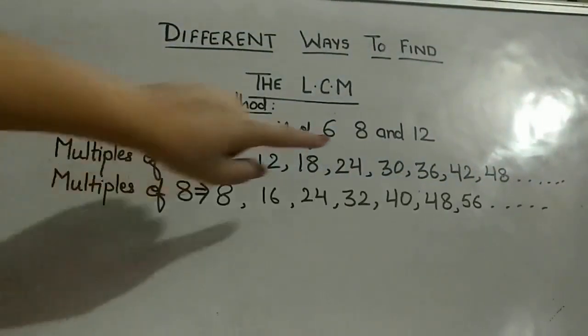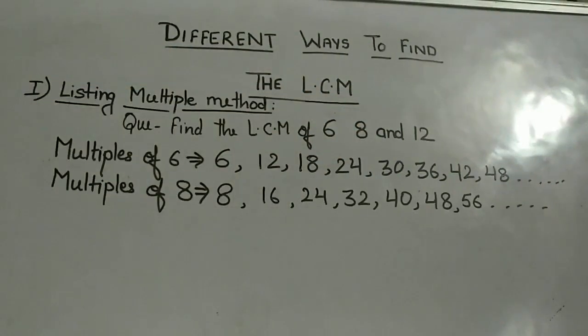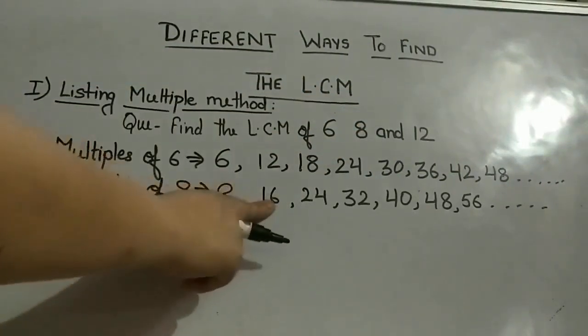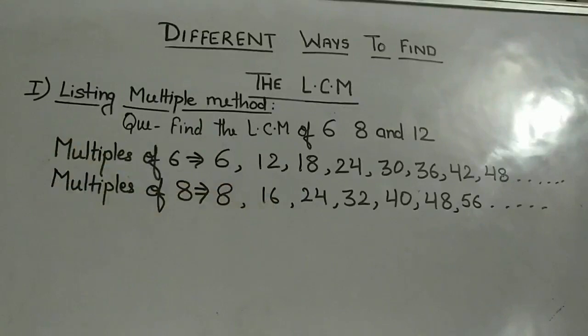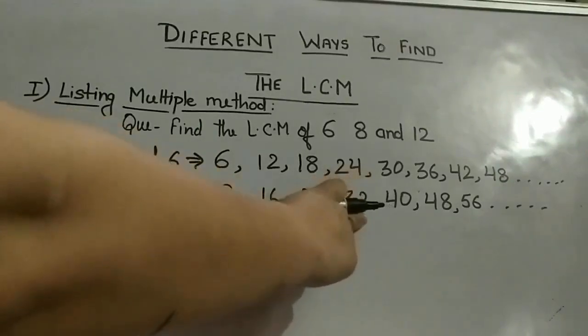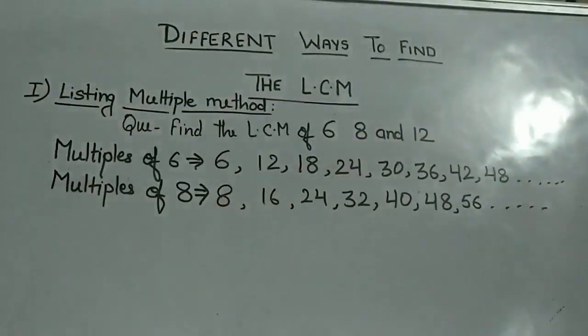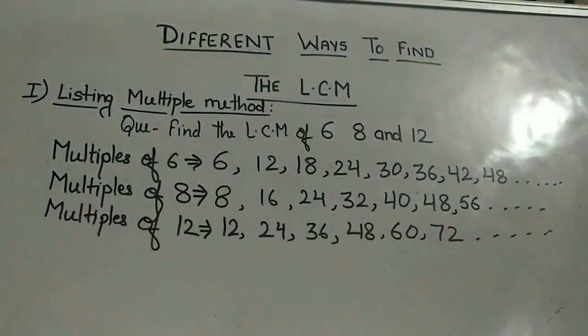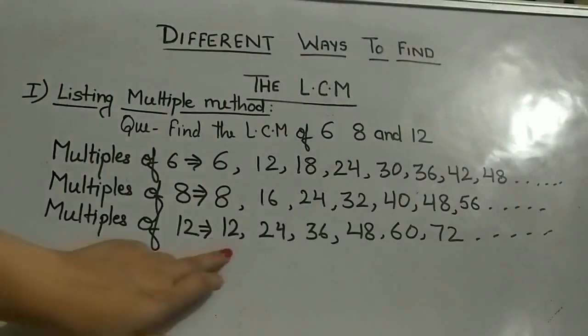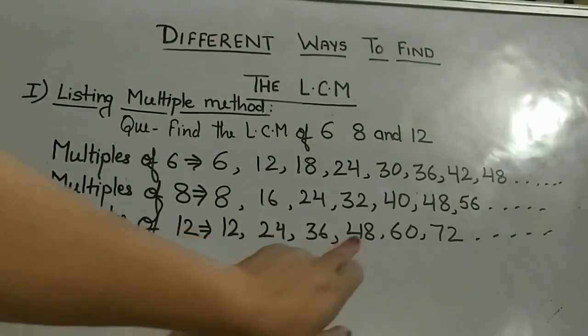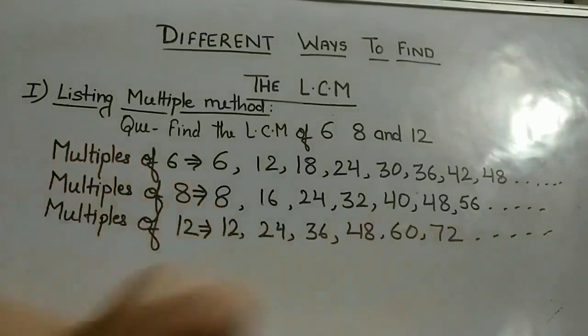Now we will list the multiples of 8. 8 ones are 8, 8 twos are 16. As you all know, multiples come from the table. 8 threes are 24, 8 fours are 32, 40, 48, 56 and so on. Now multiples of 12: 12, 24, 36, 48, 60 and 72.